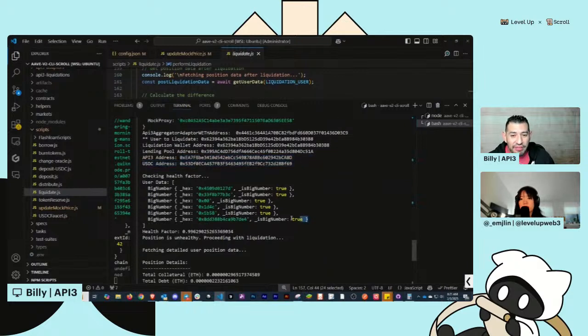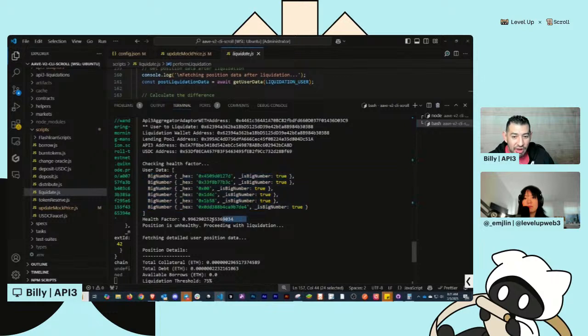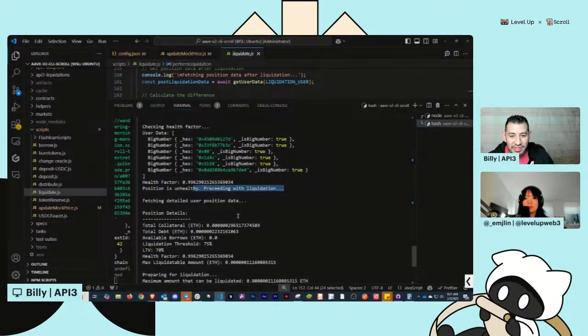This is what you get on the health factor. You're going to get a bunch of hex numbers on here. And then I just format it to make sure, oh, this health factor position is 0.99. It's unhealthy. Let's do the liquidation. So we're going to get all these detailed positions. So I convert this data into this.